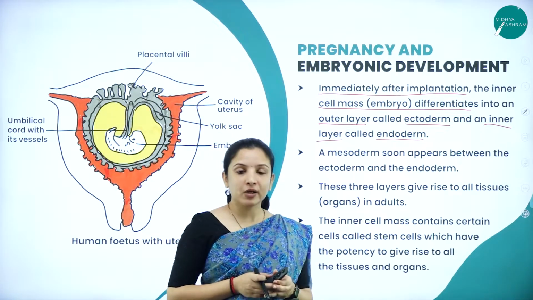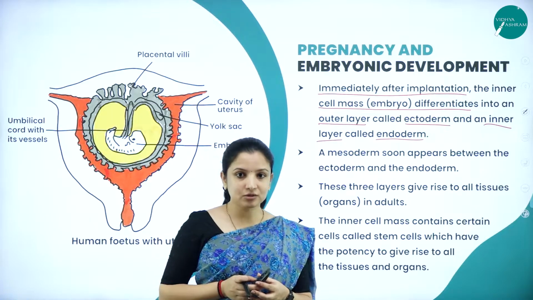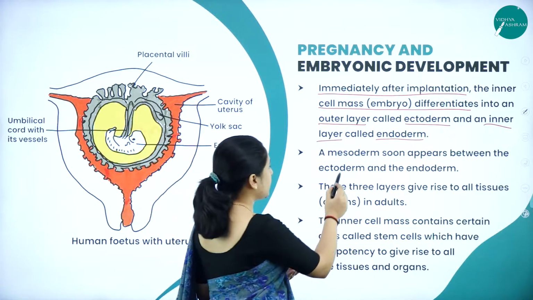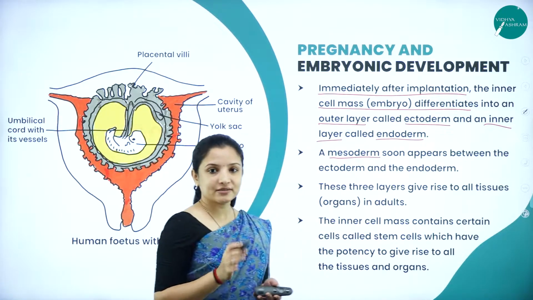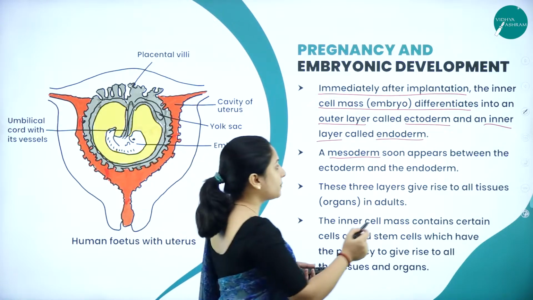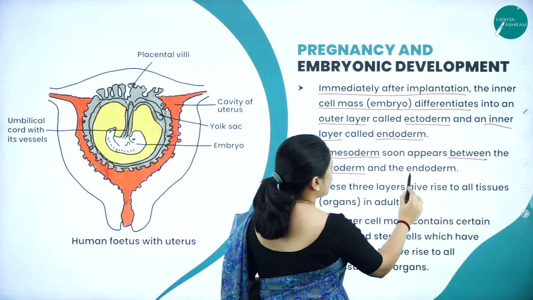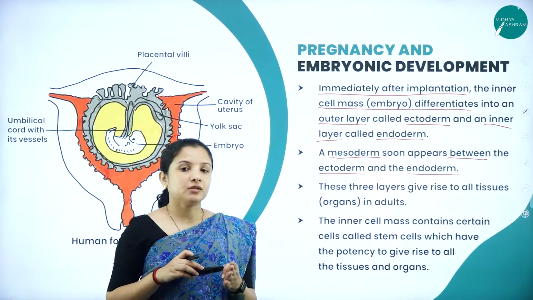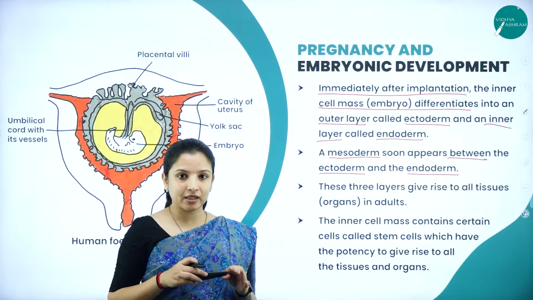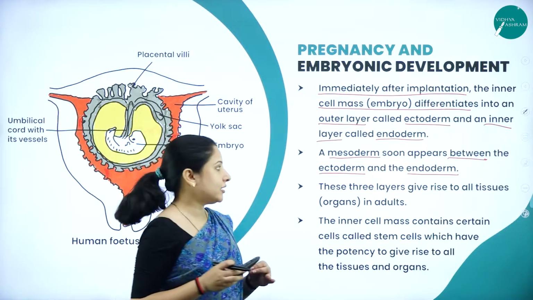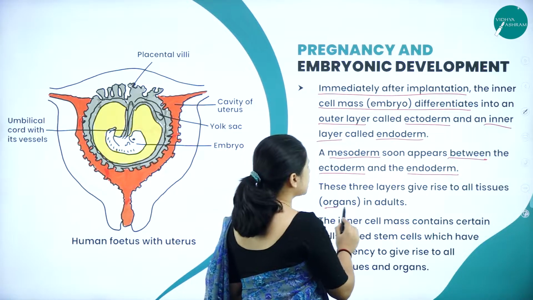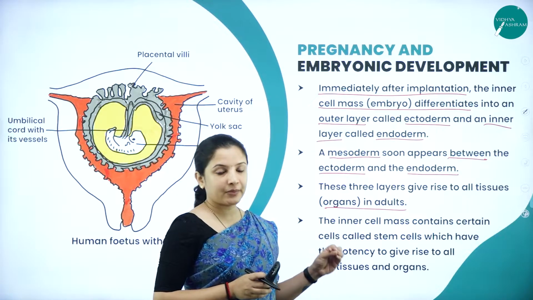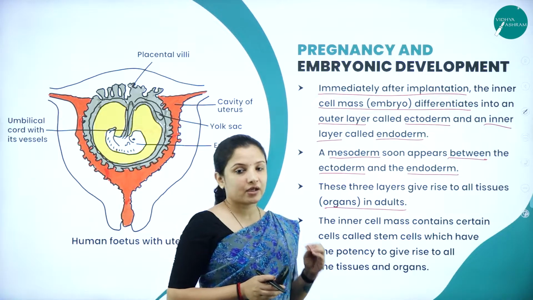And also between the ectoderm and the endoderm, very soon, within a short span of time, a middle layer will appear, which is called the mesoderm. So, where does this mesoderm appear? It will appear between the ectoderm and the endoderm. So, these 3 layers, that is the ectoderm, the outer layer, the mesoderm, the middle layer, and the endoderm, the inner layer, will give rise to all the tissues or organs in the adults. So, that is why during embryonic development, the formation of these 3 layers is very, very important.